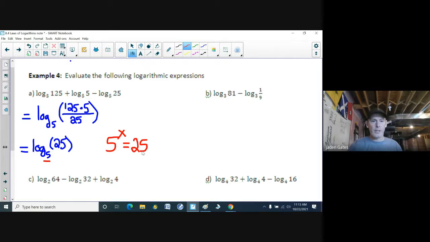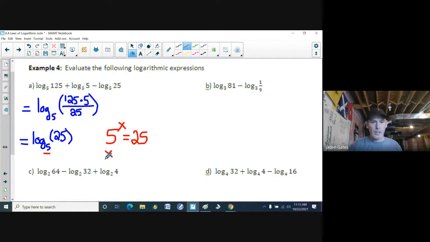Well, in this case, x is going to be equal to 2. So our final answer here is 2. All right, let's try another one.